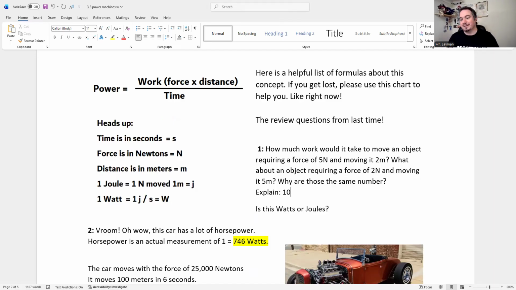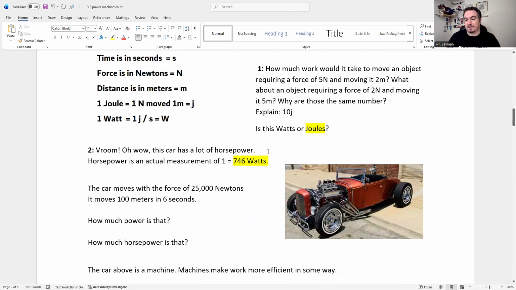So is this watts or joules? Well, I'm not mentioning an amount of time, and I also mentioned in the question it's going to be work, not power. So in this instance, it is 10 joules. So the correct answer is joules. I am aware that this would be a lot more helpful if watts was work. It's not. All right, let's do problem number 2.